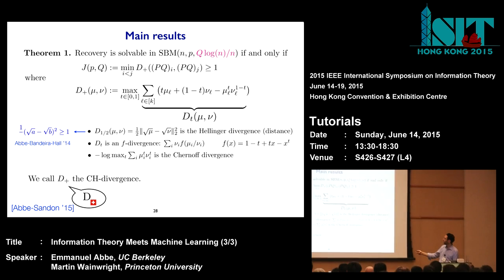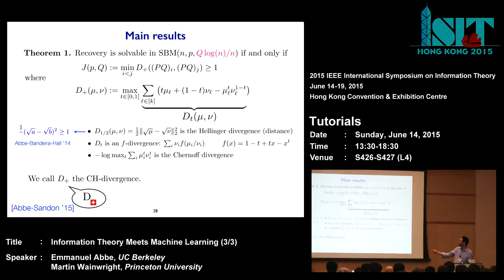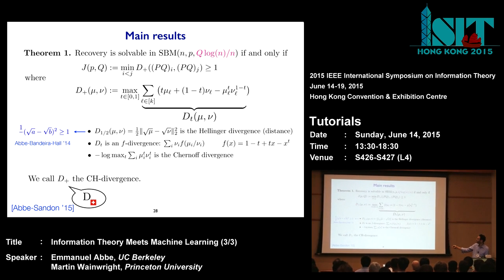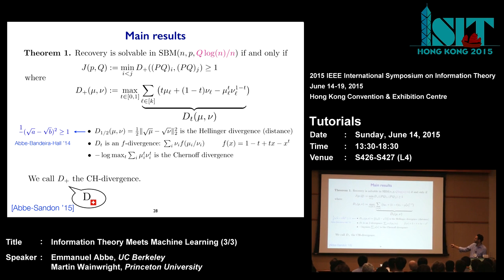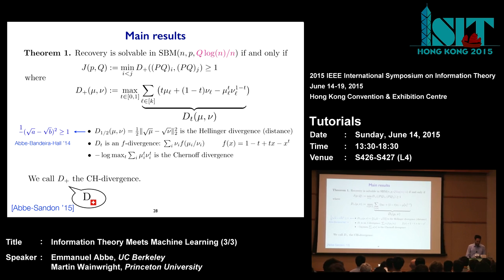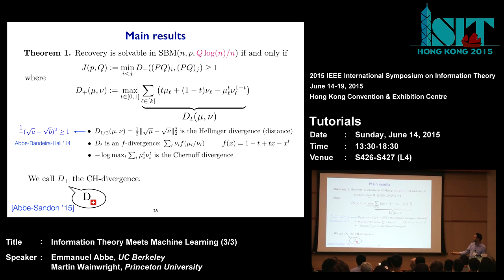Now this is just a story of the notation. D plus, you can think of the plus as the fact that you maximize over t of D_t, or the fact that CH means Confédération Helvétique. So this is the same as the Swiss flag, and this is the plus for the Swiss flag.